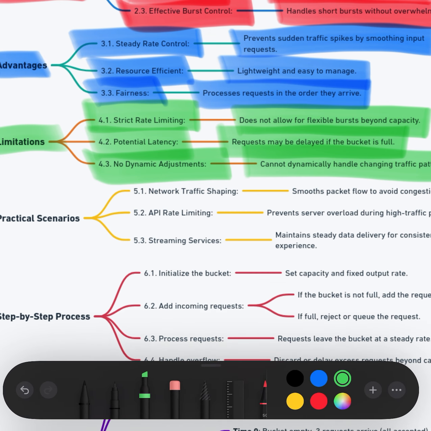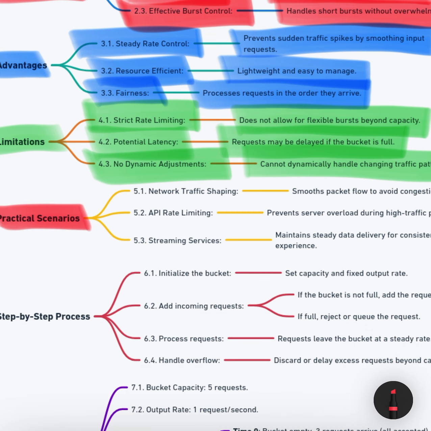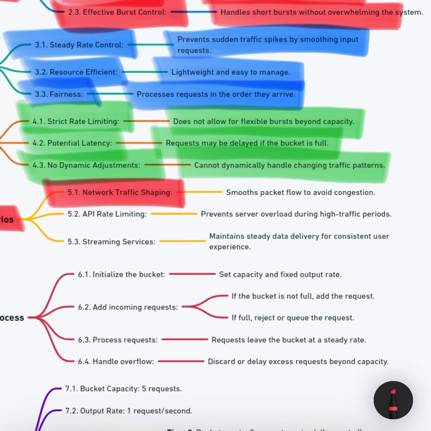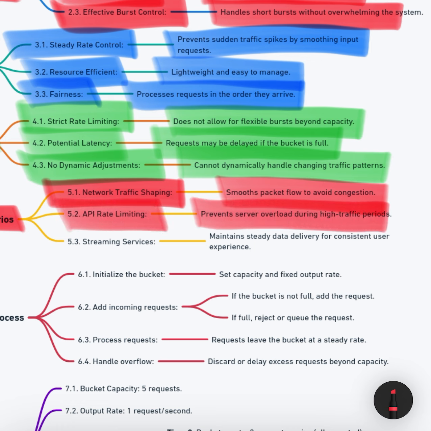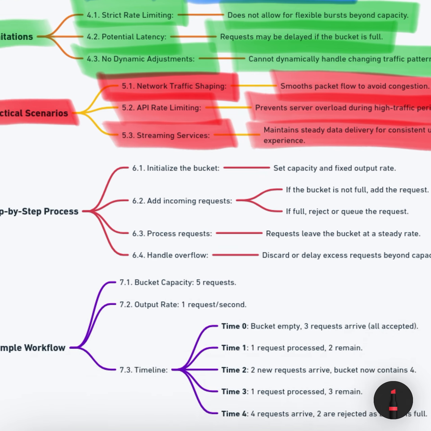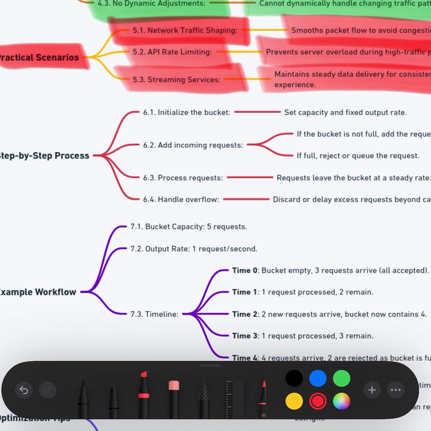5. Practical scenarios. The leaky bucket algorithm is ideal for network traffic shaping, controls the flow of data packets in a network to prevent congestion. API rate limiting, ensures APIs are not overwhelmed by high traffic during peak times. Streaming services, maintains a consistent stream of data for a smoother user experience.